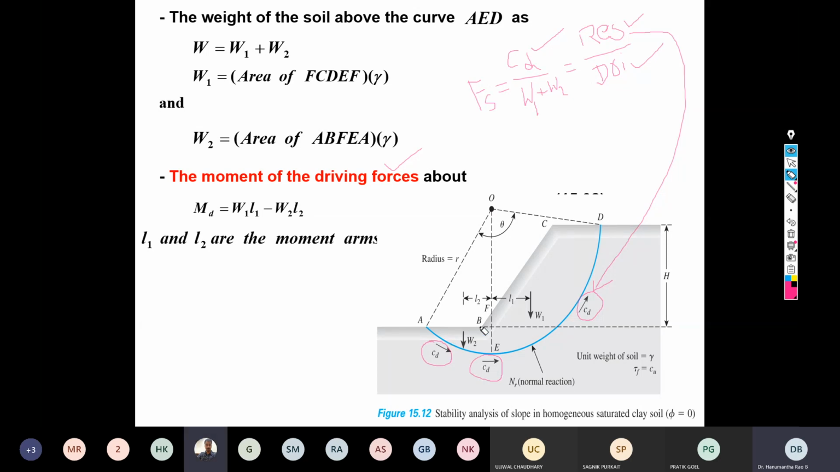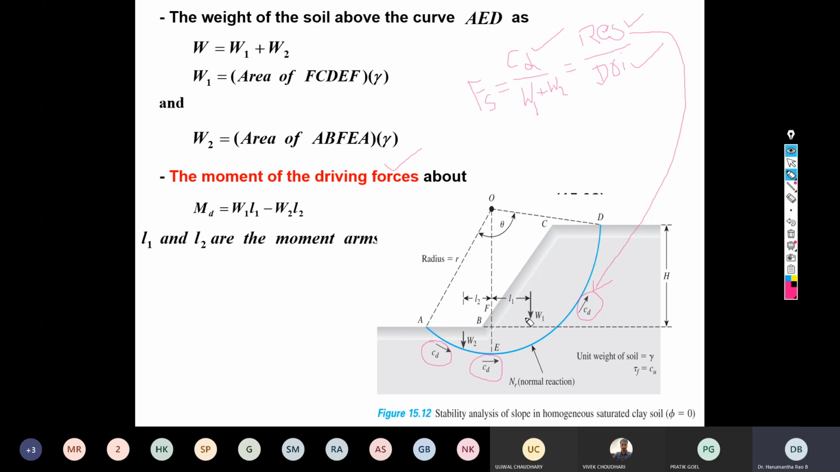He's asking if we can take it due to resisting force. Oh, so you are saying, can I take W2 into L2 as a driving resisting force? Yes, sir. You can take it, but as long as you are not getting confused, there is no problem.